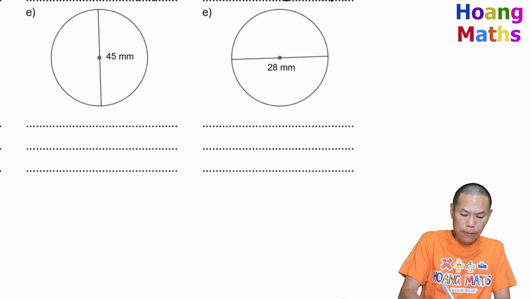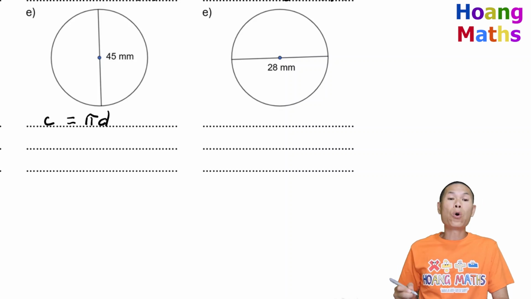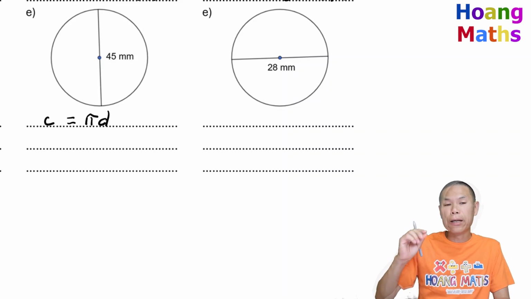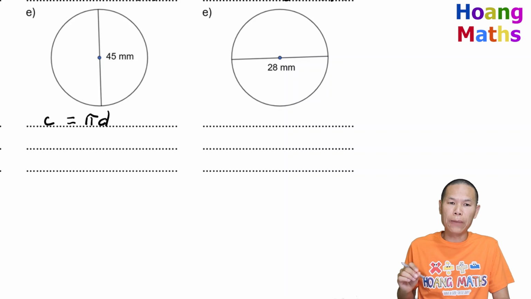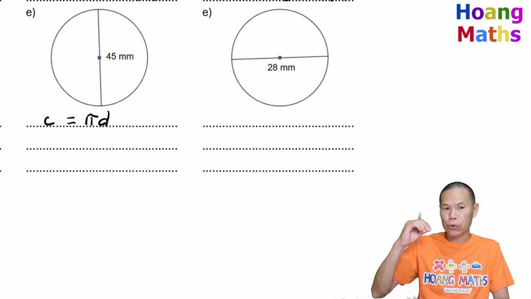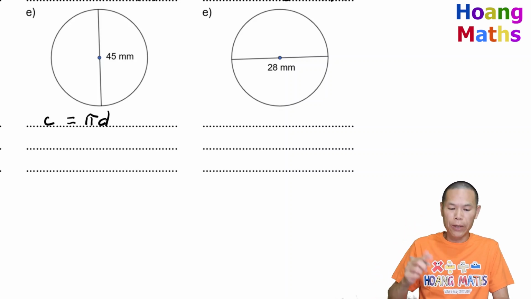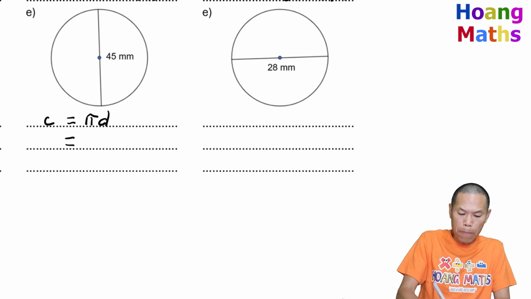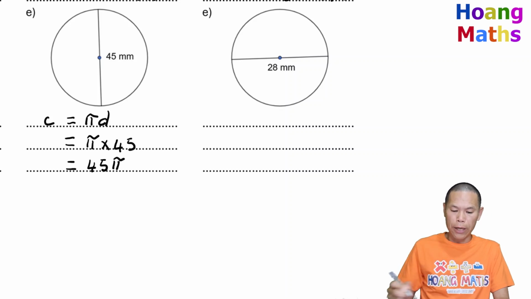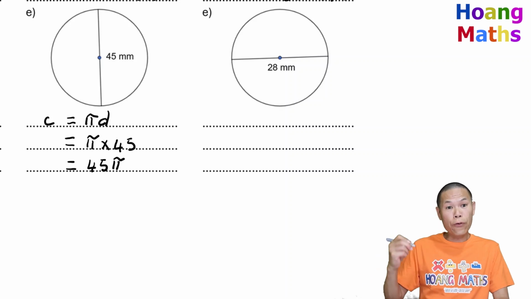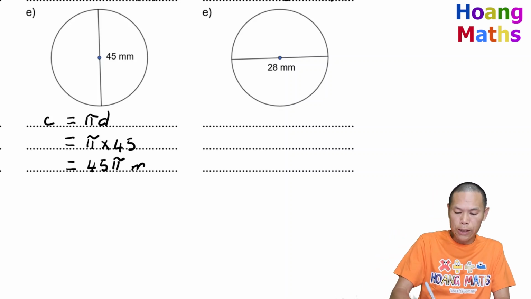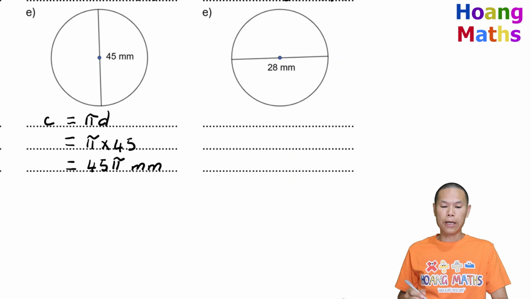Part E. So circumference is pi d. Of course, you can use 2 pi r, but then you need to half the diameter. That's all. But since we have the diameter, pi d is simpler. Okay, so that will give me pi times d. D is 45. So the answer is 45 pi. So there you go. And do not forget the unit. So the unit is millimeters. There you go.